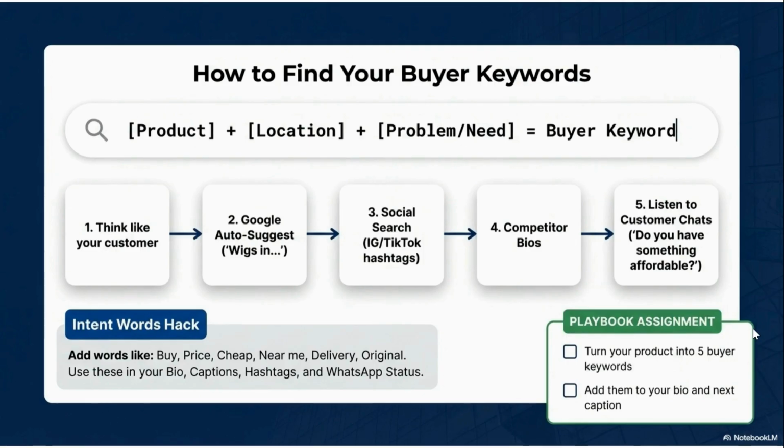So ensure that your business description has one, two, three, four, or five of these keywords: cheap, affordable, near me, delivery, original. Use them in your bio, captions, hashtags, and WhatsApp status. I will show you exactly how to use Google Auto Suggest to capture these buyer keywords.